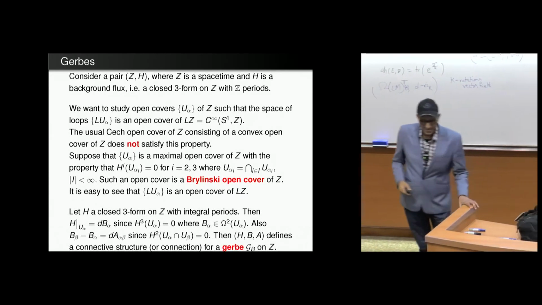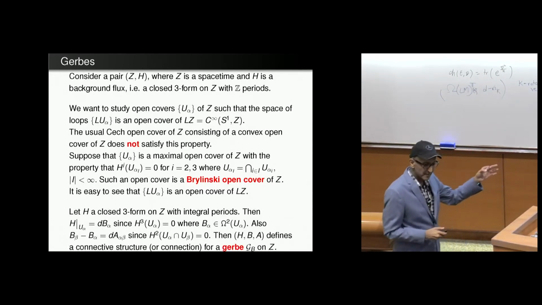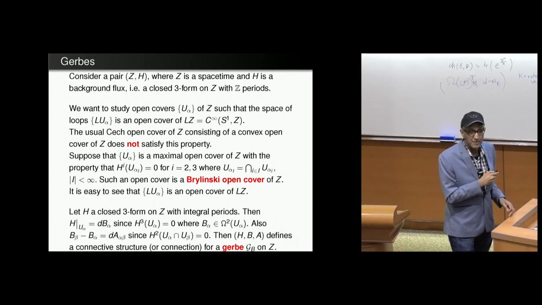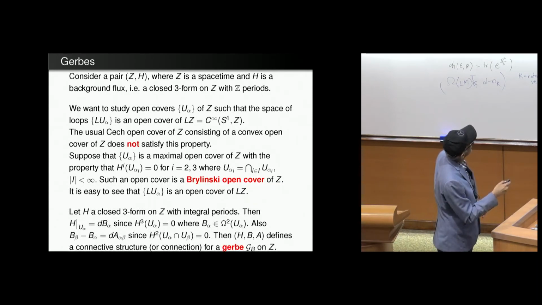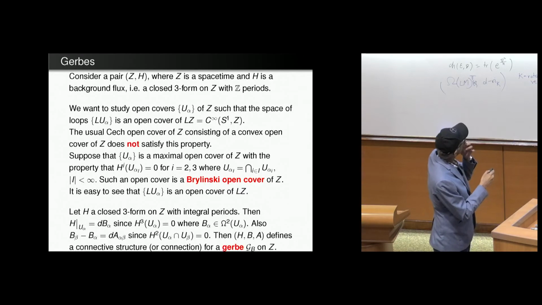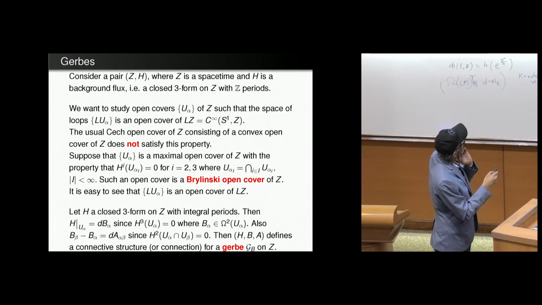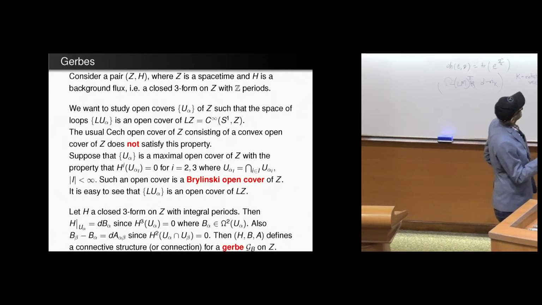So the problem is that, of course, if you take the usual convex cover of a manifold, this will not satisfy this property, right? So we suppose that you have, consider a maximal open cover, U alpha of Z, with the property that H2 and H3 of all overlaps in this cover is 0. So this is called a Berlinski open cover.